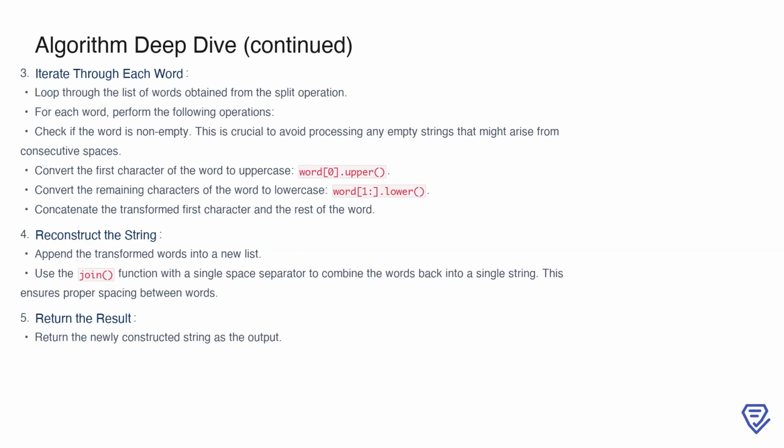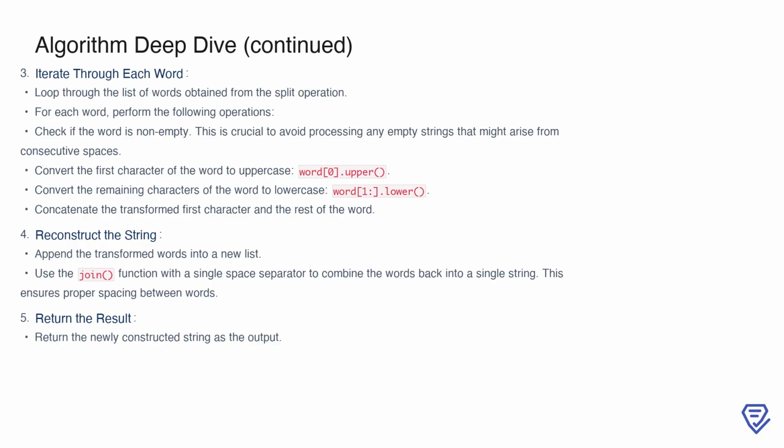Now that we have the list of words, we iterate through each word to apply the required transformations. For every word, we first check if it's non-empty. This step is important to ensure that we skip over any empty strings that may result from consecutive spaces in the input. For each valid word, we transform its first character to uppercase using word[0].upper(), and the remaining characters to lowercase using word[1:].lower(). We then concatenate these parts to reconstruct the word in the correct format.